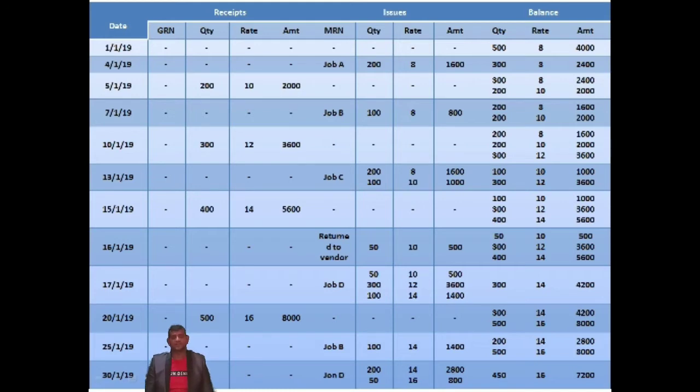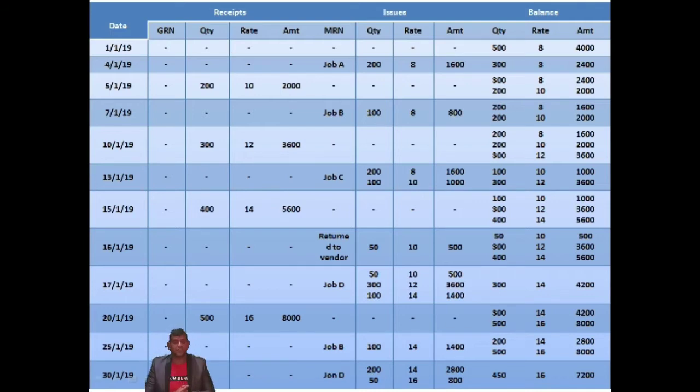On 7th January, there is an issue. So the receipts column will become nil. That is GRN nil, quantity nil, rate nil, and amount also nil. But under issues, we are issuing it to which department? We are issuing that to job B, correct? We are issuing this material to job B. So under the MRN column, write down job B.